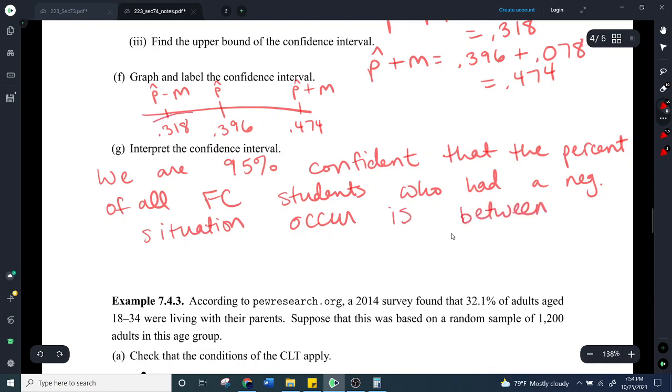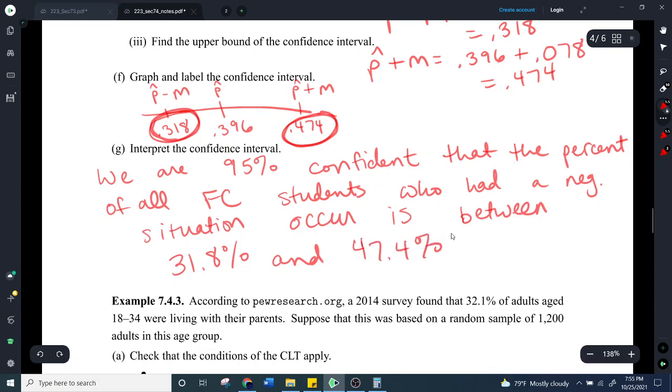So my lower bound was here and my upper bound was here. You can write these as decimals or you can write them as percentages. It doesn't matter, whatever they ask for in the question. I'm going to use percentages. I think that sounds a little bit nicer. So I'm going to say it's between 31.8%, that's this number right here as a percentage, and the upper bound right here, 47.5%.